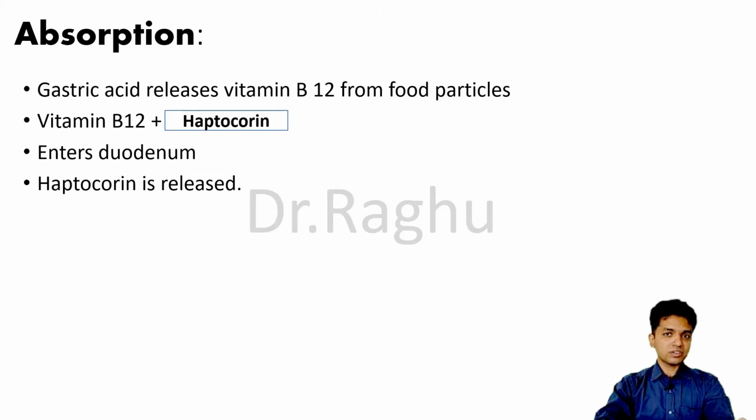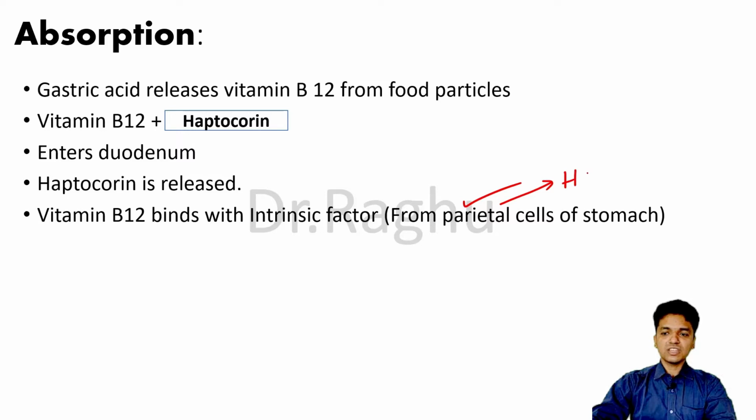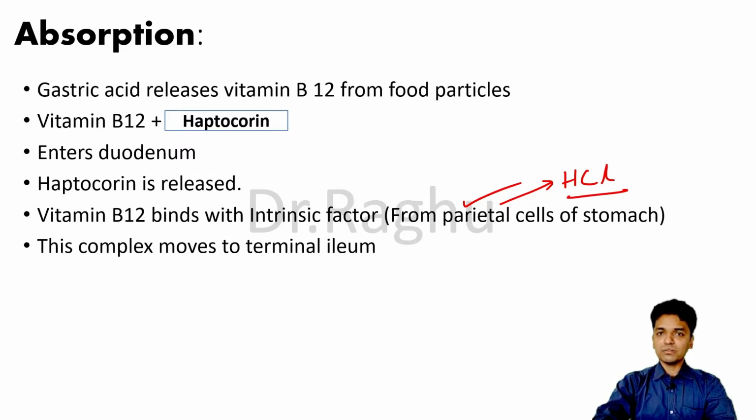A very important step is going to take place. Vitamin B12 is now going to bind with intrinsic factor. What is this intrinsic factor? Intrinsic factor is also called intrinsic factor of Castle. This is the one which is produced from very important cells in the stomach which are called the parietal cells. These are the same cells which also secrete hydrochloric acid in the stomach. So vitamin B12 binds with the intrinsic factor. Now this complex from the duodenum is going to move to the terminal ileum.